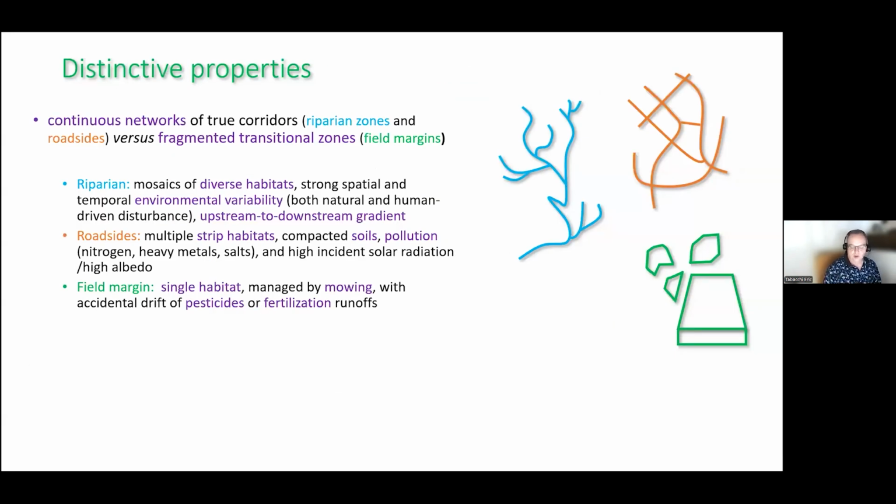The first one is the spatial configuration of these units. You can see that river and road corridors are continuous systems in the landscape, while field margins are rather fragmented interfaces. And these habitats have also internal differences in terms of habitat diversity, of habitat structuration, and of course of environmental variables that shape the diversity within each of them.